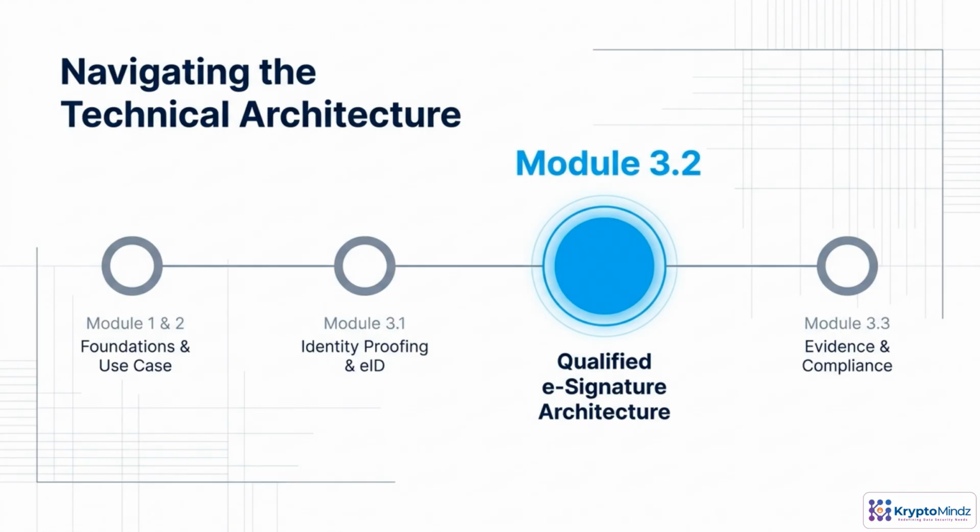You've already built the foundations: digital identity, eIDAS, and the bank's onboarding use case. You've seen how identity proofing and eID plug in. Now we zoom into the core of the system: how a qualified signature is created, orchestrated, and proven.